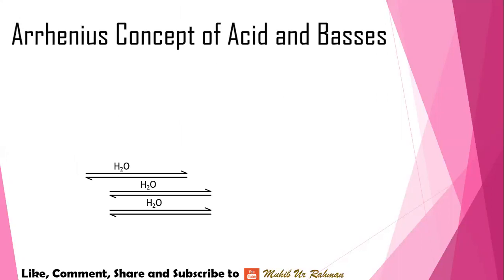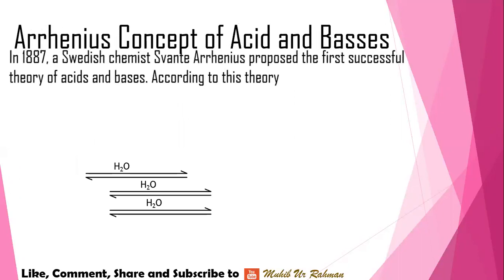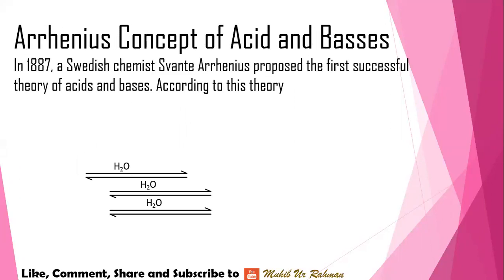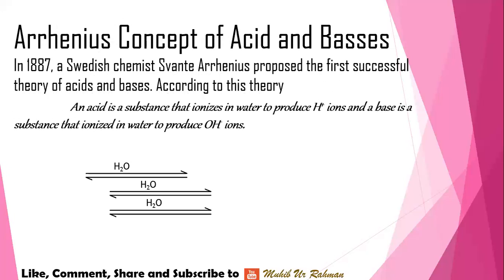So the very first theory of acids and bases is the Arrhenius theory. In 1887, a Swedish chemist, Svante Arrhenius, proposed the first successful theory of acids and bases. According to this theory, an acid is a substance that ionizes in water to produce H positive ions, and a base is a substance that ionizes in water to produce OH negative ions.